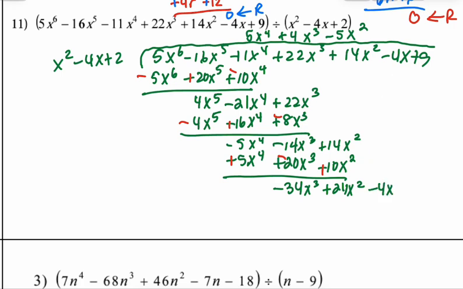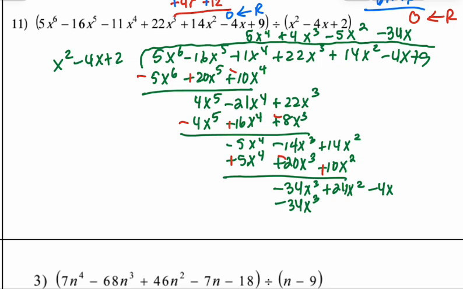Okay. Do it again. What times x squared would give me negative 34x cubed? Well, I need a negative 34x. This is getting gross, isn't it? We're definitely going to have, I think, a remainder when we're done. Maybe not. Okay. Negative 34x times x squared is negative 34x cubed.